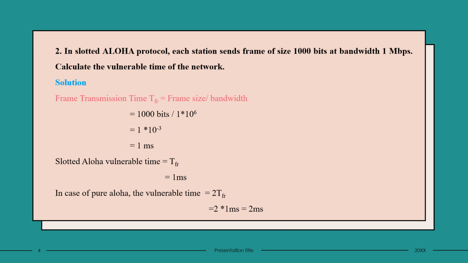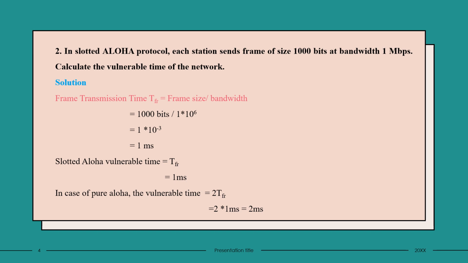The second problem is: in slotted Aloha protocol, each station sends frames of size 1000 bits at bandwidth 1 Mbps. Calculate the vulnerable time of the network. So here the problem from slotted Aloha is asked. Two pieces of information are given in the problem: one is the frame size and the other one is bandwidth.